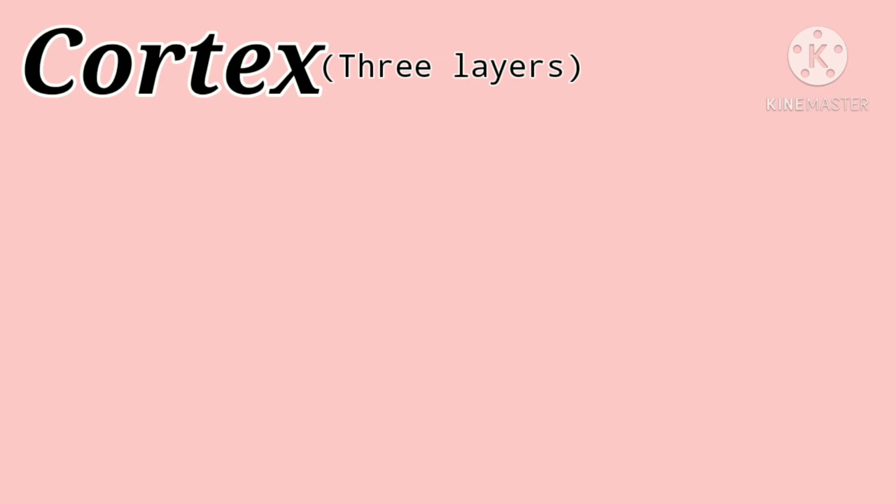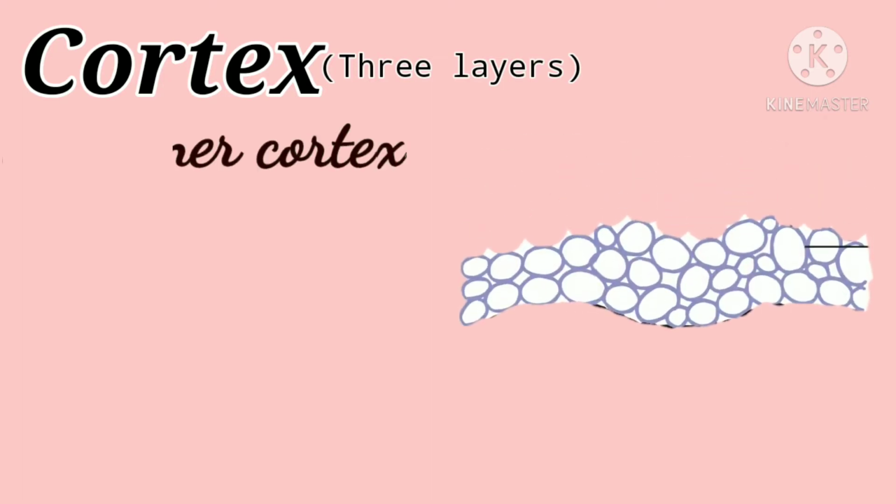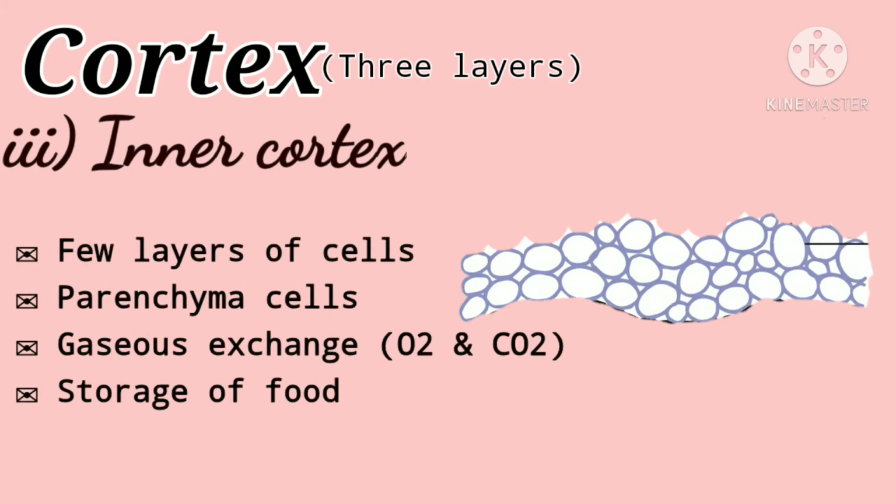The third layer is inner cortex. It is a few layers of parenchyma cells. The exchange of carbon dioxide and oxygen takes place in this layer. This layer also helps in the storage of food materials.